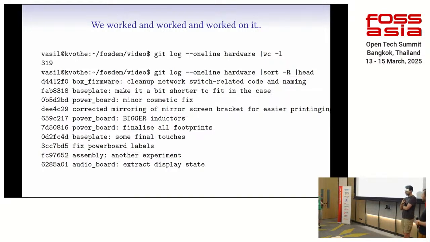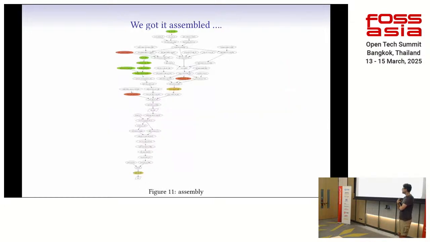So these are random commits from the repo. I just pulled some random commits, for example, bigger inductors for the power board. Or another experiment, or somewhere here I think was the base plate. So you see that there's a large metal plate underneath. It had to be a bit shorter to fit in the case. So there were back and forths for a while. If this was a movie, this slide would have been a montage with music of people working. And so we got it assembled.